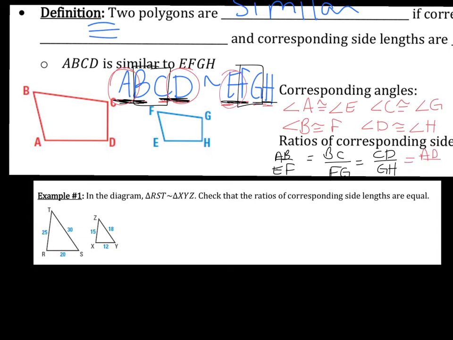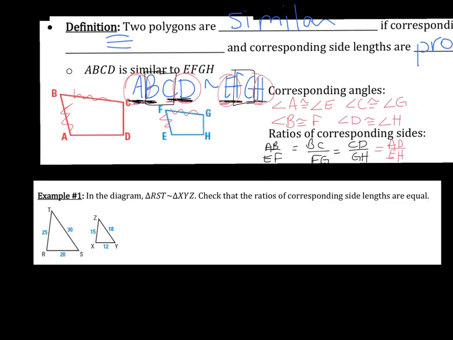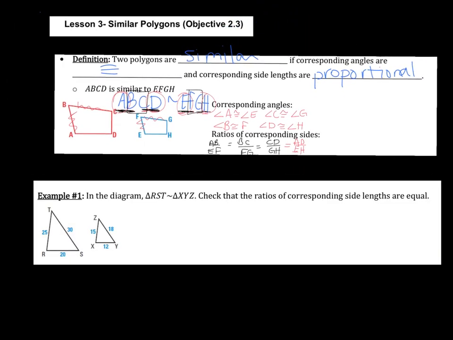over EH. You can use your picture on this one because your similar polygons are facing the same direction. So we can see this side right here corresponds to this side right here, and BC right here corresponds to this side right here. But they're not always facing the same direction. So remember, use those similarity statements. They are there to help you. Zoom back out on that.